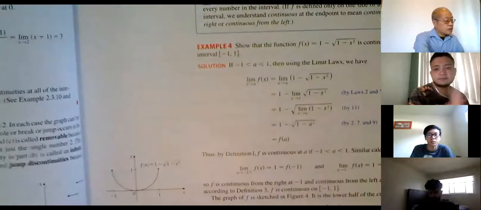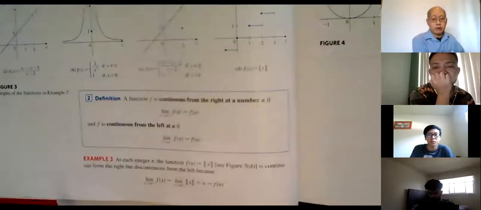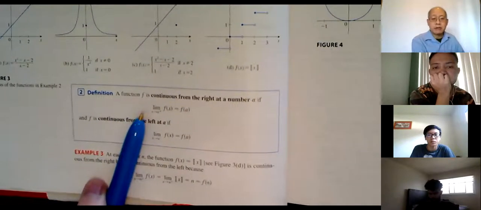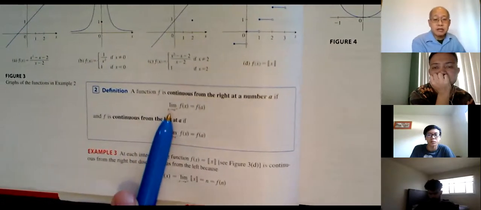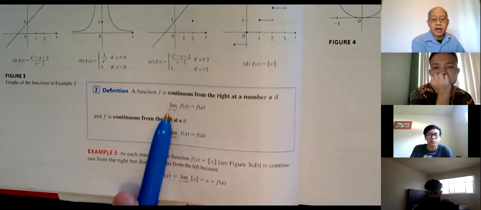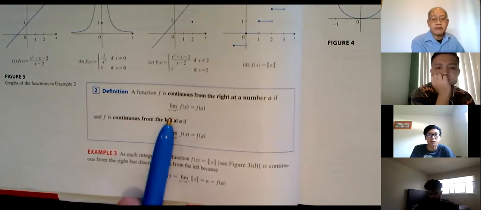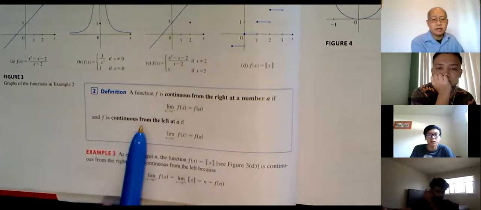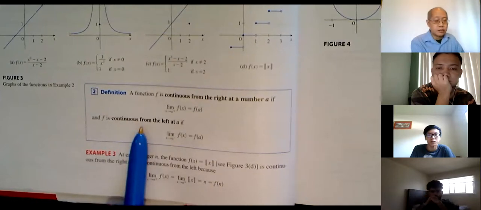Now, other things that I want to talk about. We can have continuity from the left or from the right, just like you have limit from the left and limit from the right. Okay. If you put a plus symbol, that's continuous from the right. Limit as x approaches a from the right of f of x equals f of a. And if you put a minus sign, you can have continuity from the left. Okay, and I'll show you an example of that.